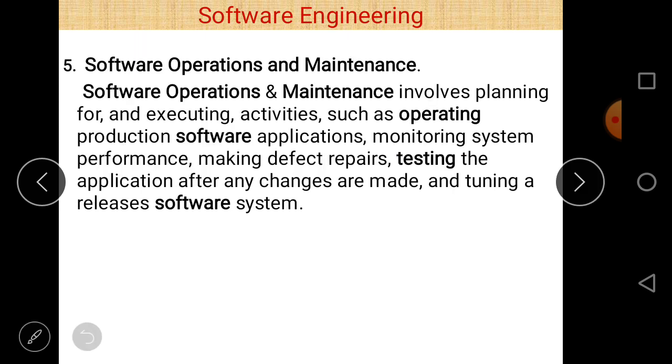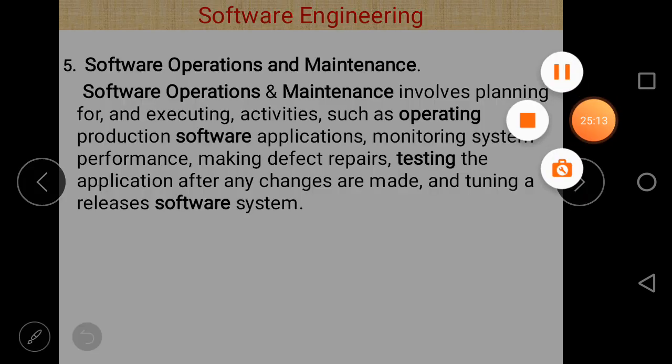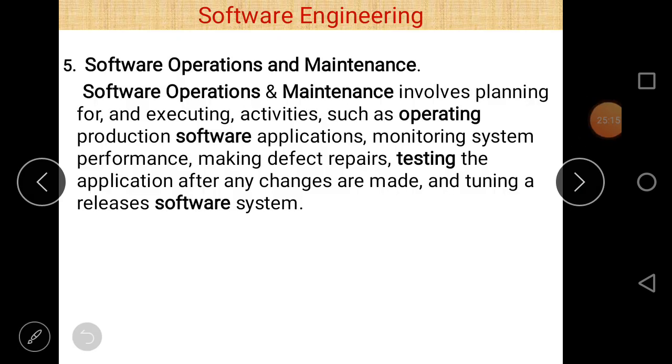Next is software operation and maintenance. Software operation and maintenance involve planning for the execution activities such as operation, production of a software application. When we write the code of a particular software and test it, after that deployment of software is another phase which we will not mention in this part, but it is considered a part of the fifth phase, software operation and maintenance. And after that, maintenance, now this is a very important question: why is software maintained if it is already tested?